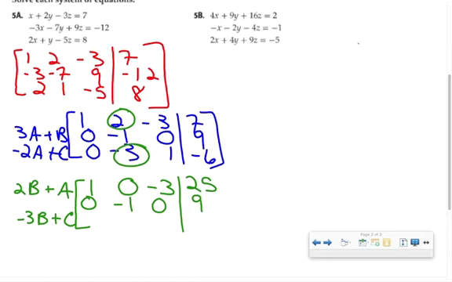For my third row, I'm multiplying by -3. 0 times -3 is 0, 0 plus 0 is 0. -1 times -3 is +3. 3 plus -3 is 0. -3 times 0 is 0. 0 plus 1 is 1. -3 times 9 is -27. Plus -6 is -33. So my third row is great, my second row is almost great, and my first row is one step away from being great.